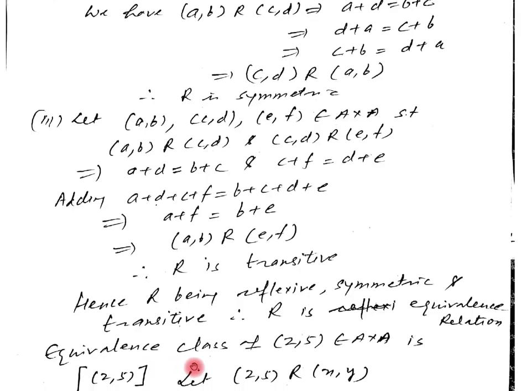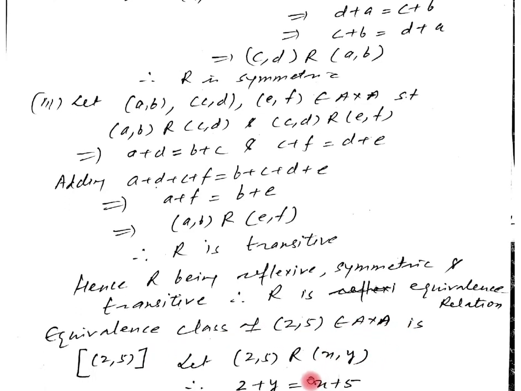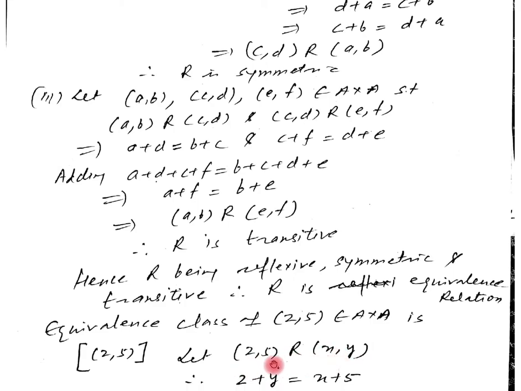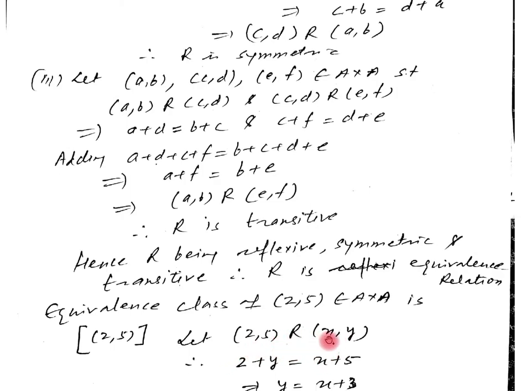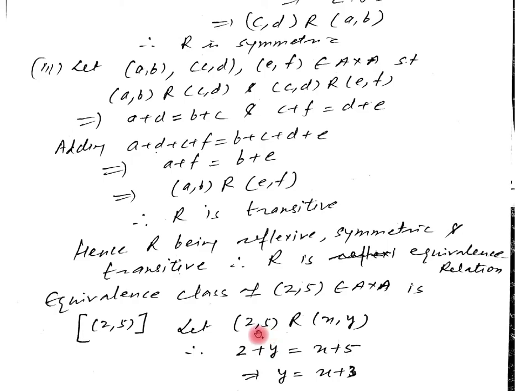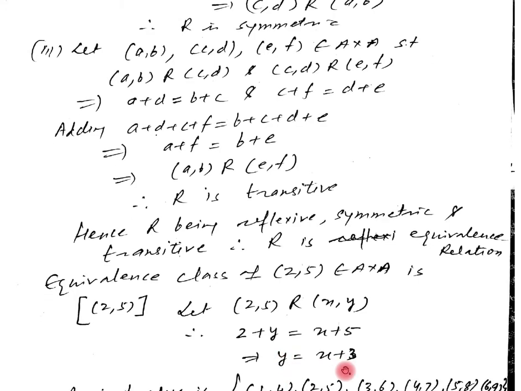Now, the equivalence class of (2, 5) belonging to A cross A. Let us suppose that (2, 5) is related to (x, y). It means 2 plus y equal to x plus 5. So therefore it can be written as 2 plus y is equal to x plus 5. Therefore y can be written as y equal to x plus 3.